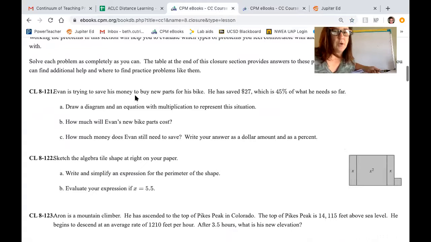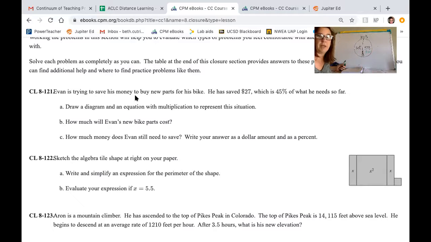Okay, so 121. Evan is trying to save his money to buy new parts for his bike. He saved $27, which is 45% of what he needs so far. So if you can even just think about it, this is 100%. This is 50. And taking off 3%, that looks like way more than 3%. 3% is 47%. So he has saved 47% for his total. And this is, let's write it in green dollars, 27 bucks.